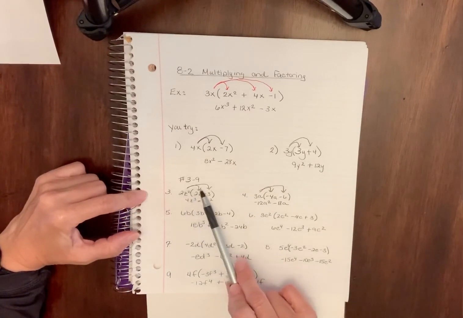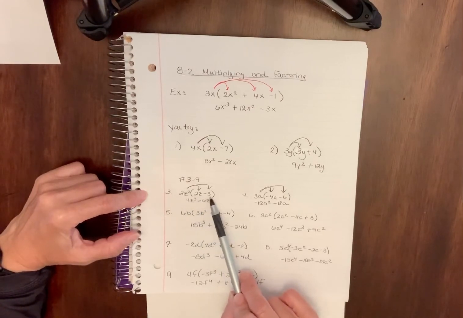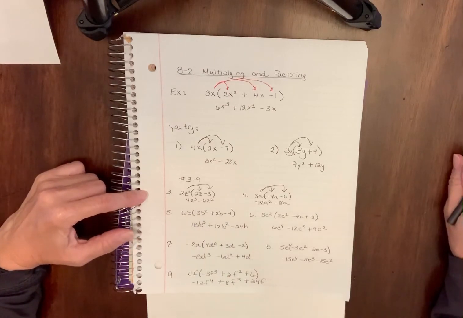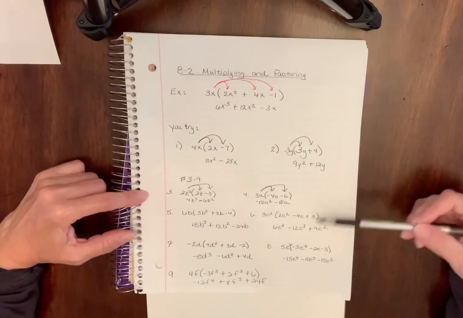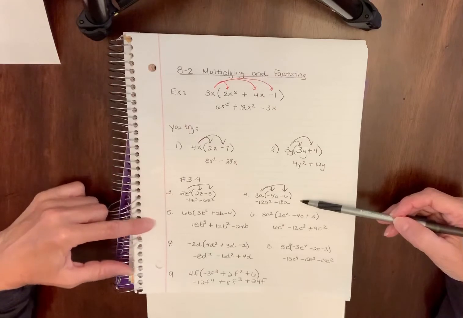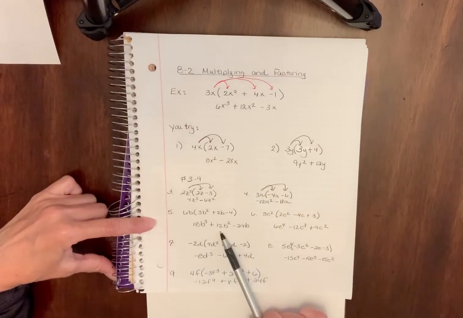So you're basically distributing 2z squared to 2z and to this negative 3. You should end up with 4z to the third minus 6z squared. Number 4, you should end up with negative 12a squared minus 18a. Number 5, 18b to the third plus 12b squared minus 24b.